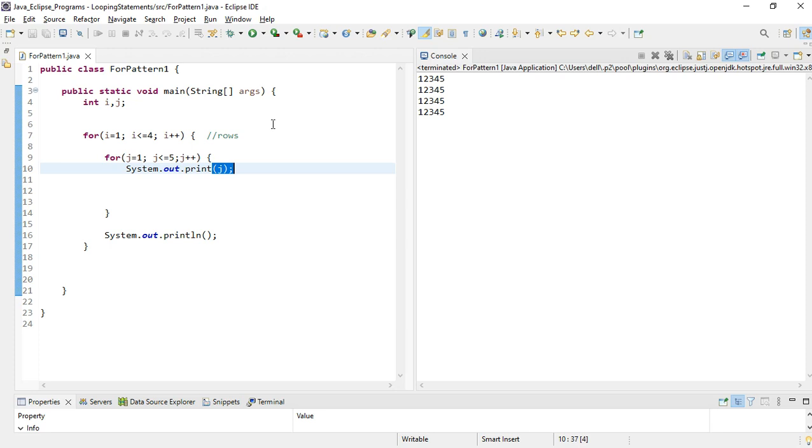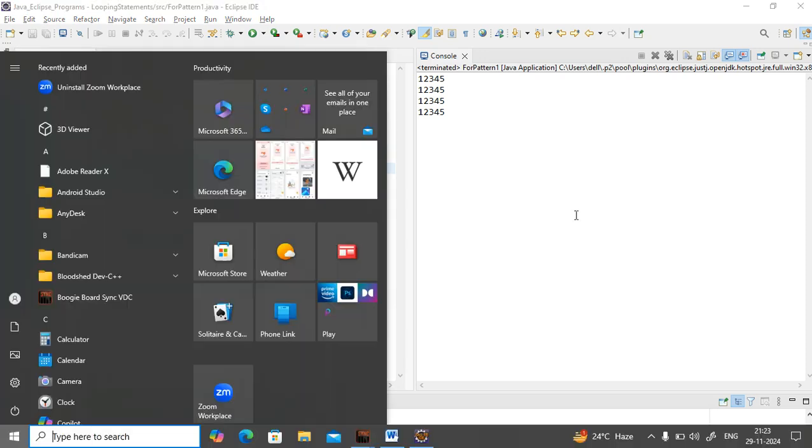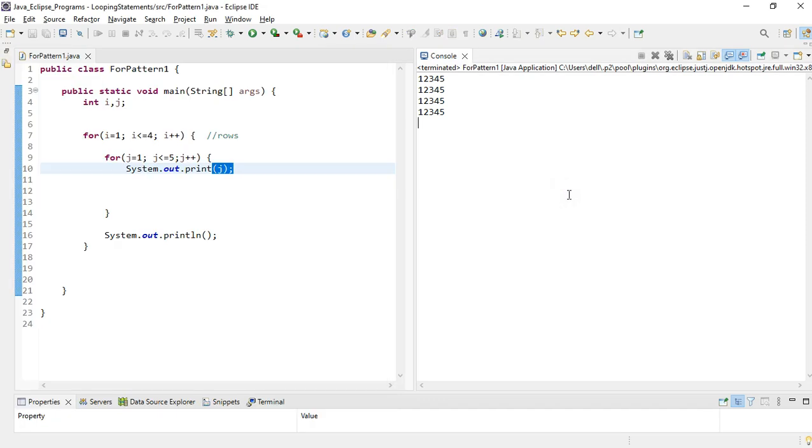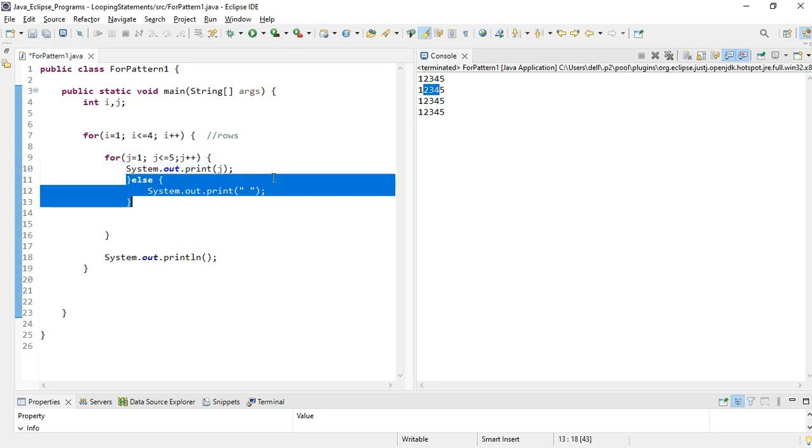Okay, now what we need to do here is we have to print what? Yes, spaces in the pattern. Just wait, please. So we have to print the spaces in this pattern. See, these spaces we have to print over here, right? So how can we print the spaces? Means this is the logic that I have written.